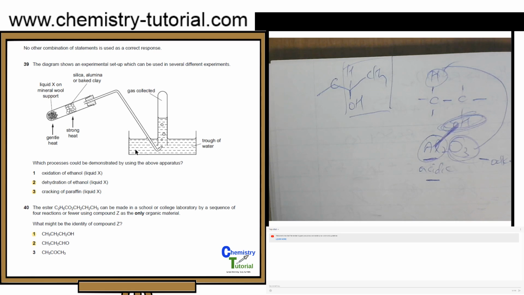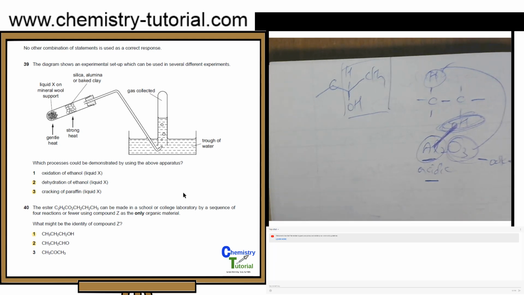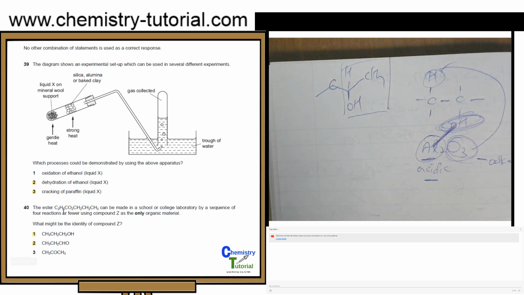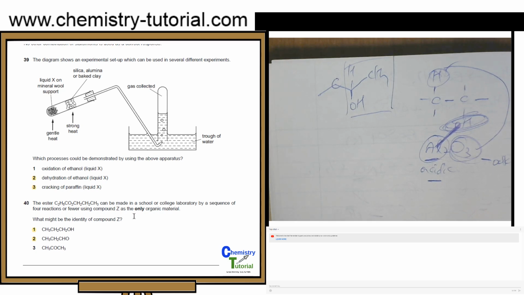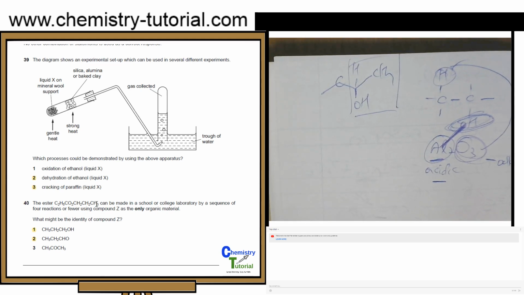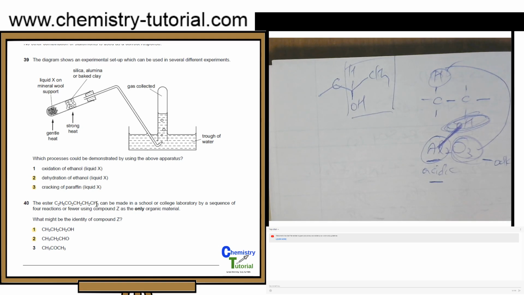Now for question 40, we have an ester that can be made in a school or college lab by a sequence of 4 reactions or fewer using compound Z as the only organic material. First you need to count the number of carbons present in the ester. We have 6 of them, because 2 plus 1, 3, 4, 5, 6. Now, this is an ester. To form an ester, we need an alcohol as well as a carboxylic acid. If you are just going to use a single compound Z, that means over here you have 6 of them.